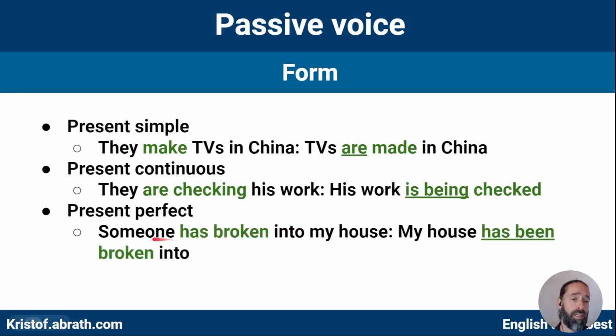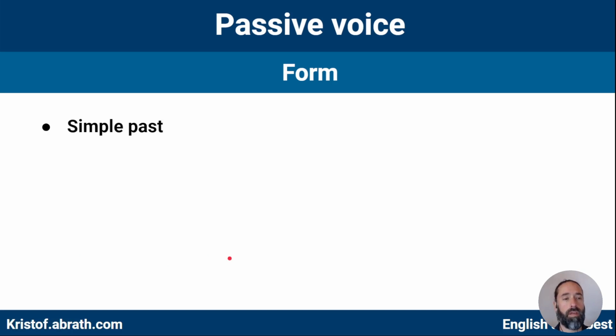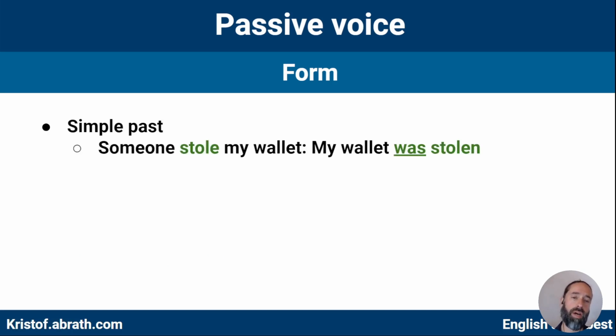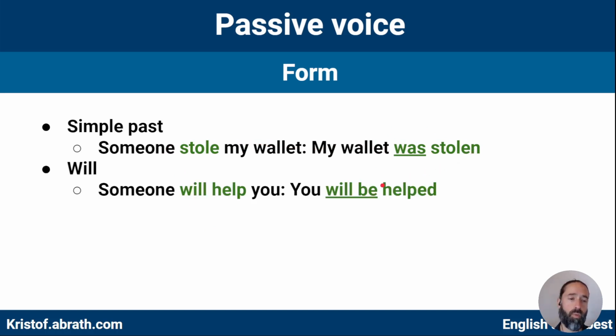Present perfect: someone has broken into my house. Present perfect of the verb to be is has been. So has been plus broken: has been broken into. Then the simple past: someone stole my wallet. My wallet was stolen. You take the verb to be in the simple past, and here it's was plus past participle.